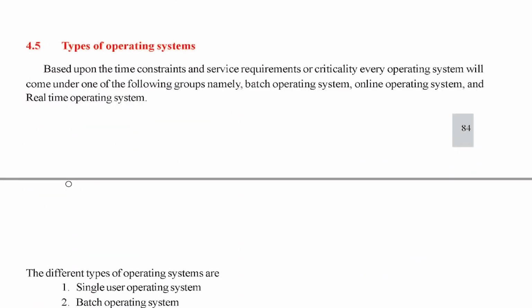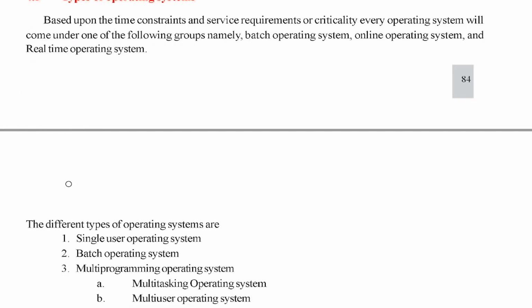Based on the time constraints and service requirements, every operating system will come under one of the following groups, namely batch operating system, online operating system, and real-time operating system. And also we have different types. We'll learn one by one.